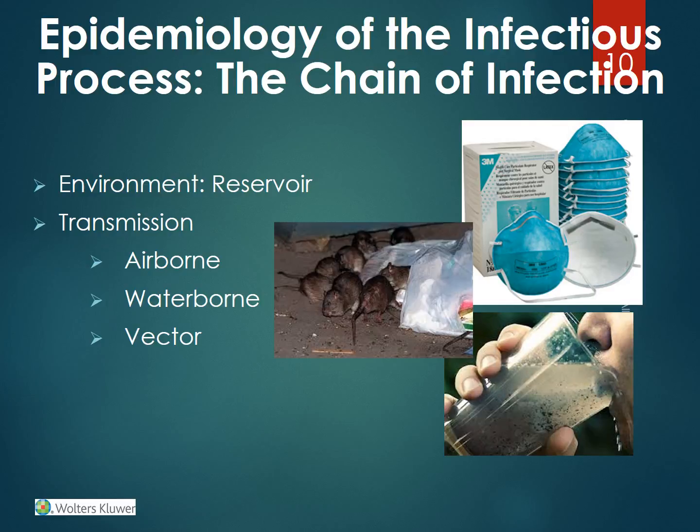The chain of infection continued. One thing that I mentioned in our previous slide is that you need an environmental reservoir. An environmental reservoir can be humans, animals, plants, insects, water, and soil. Interestingly enough, changes in the environment can influence the transmission of diseases that are waterborne, airborne, and vector-borne.